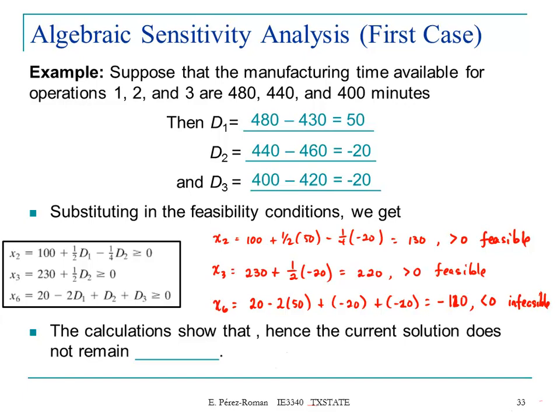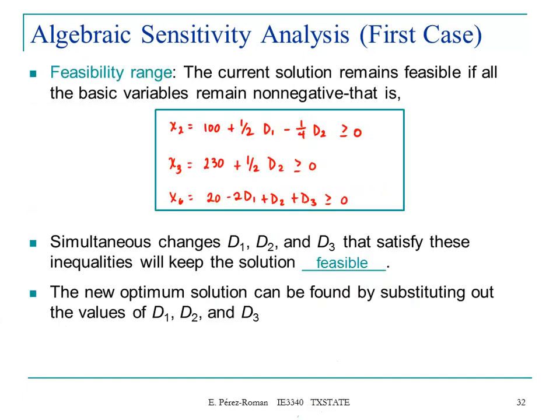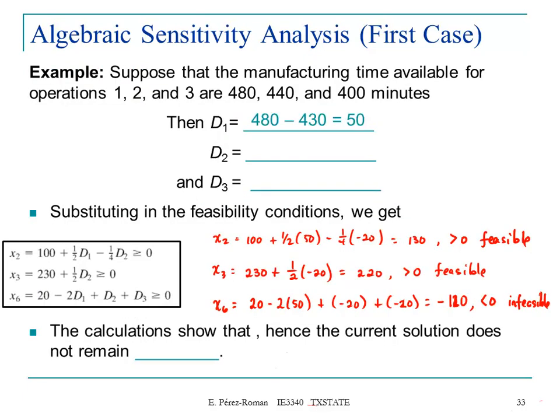The only way that you can know those changes will keep your solution optimal is by looking at the feasibility conditions. So we established that the feasibility conditions are that the values of the basic variables need to be greater or equal to zero, and that is not satisfied by this basic variable. So those changes, the calculation shows, mean that the current solution does not remain feasible.